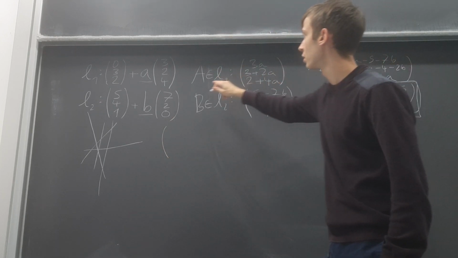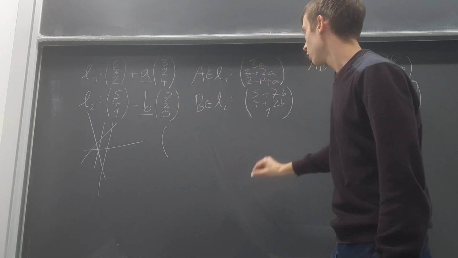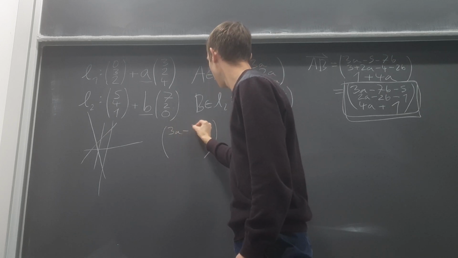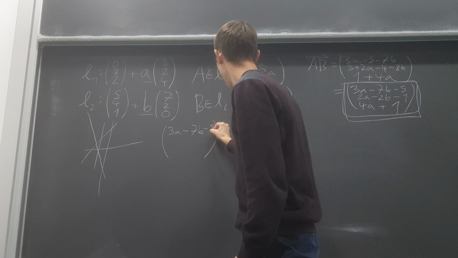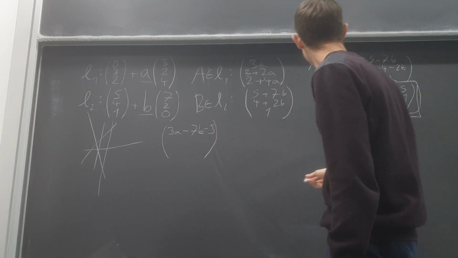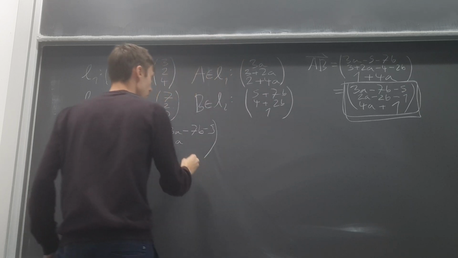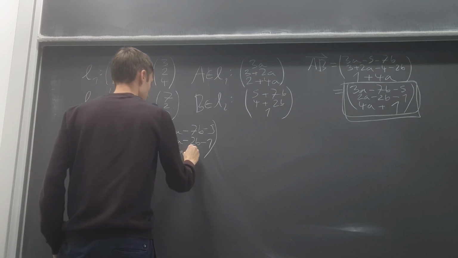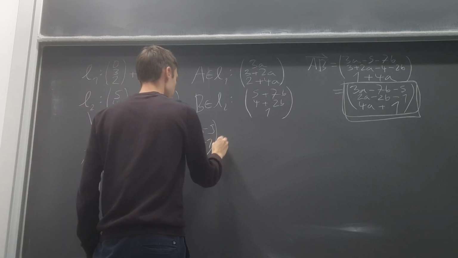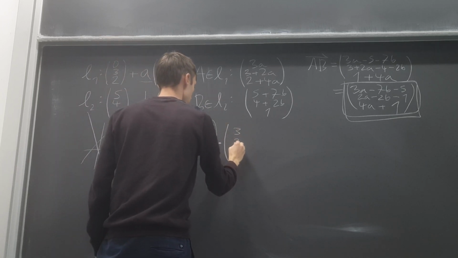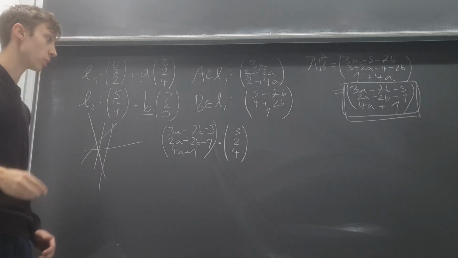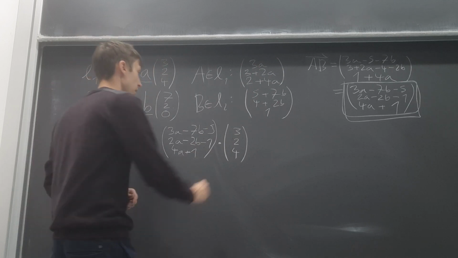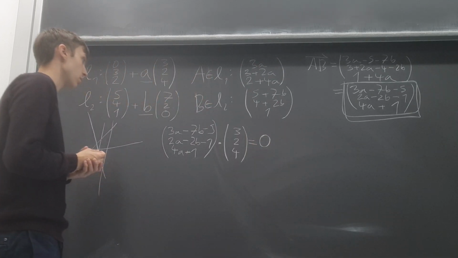AB must be perpendicular to this, and AB must be perpendicular to this. So I dot product this result right here, 3A minus 7B minus 5, 2A minus 2B minus 1, and 4A plus 1, and I dot product it with 3, 2, 4. So again, we want this vector to be perpendicular to this general AB that we created. And how is it going to be? It's going to be equal to 0.